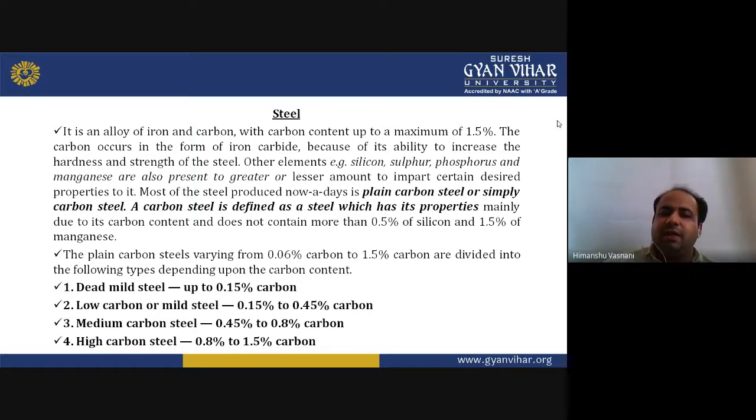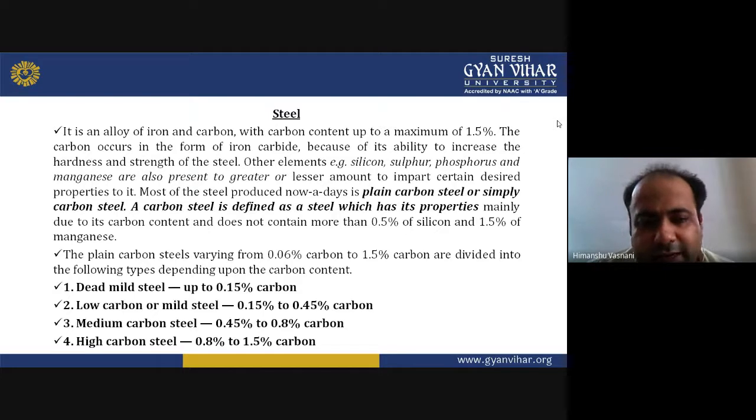Now the plain carbon steel varying from 0.06% carbon to 1.5% carbon is divided into the following types depending upon the carbon content. This carbon steel is further classified into four different categories depending upon the percentage of carbon. Now the elements silicon, sulfur, phosphorus, and manganese will be talked about later. But for now, the carbon content in carbon steels is what they are discussing.